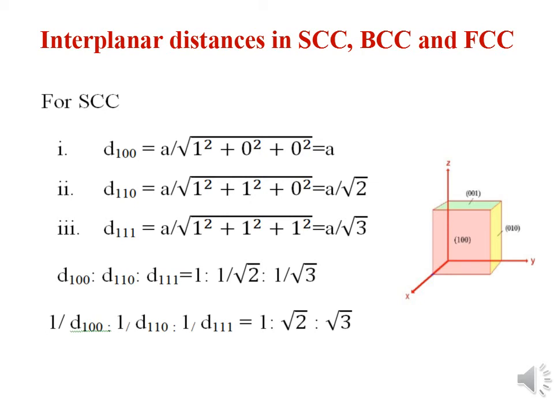For the given three planes 100, 110, 111, these values are calculated. The ratio is 1 is to 1 by root 2 is to 1 by root 3. The reciprocal of the interplanar distance for these three planes is 1 is to root 2 is to root 3.